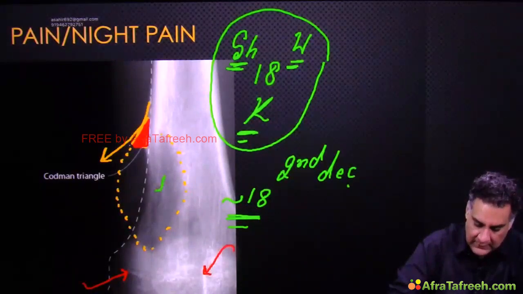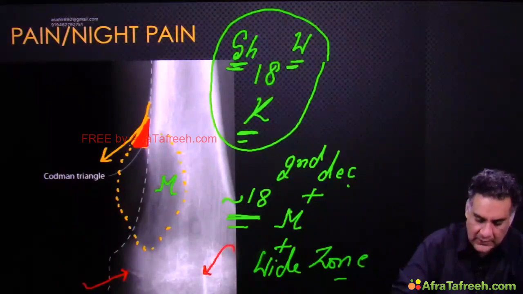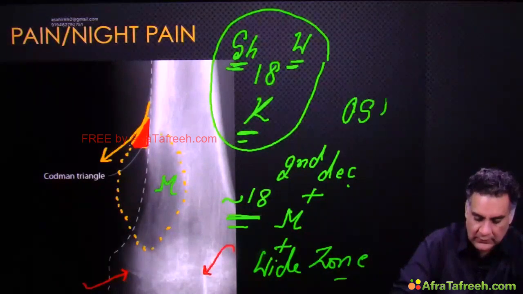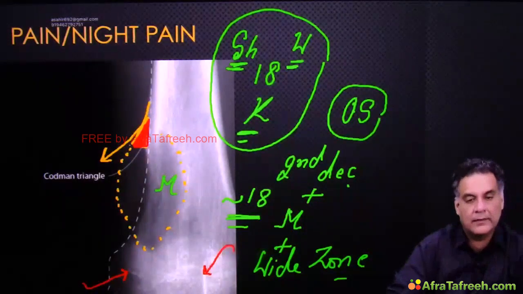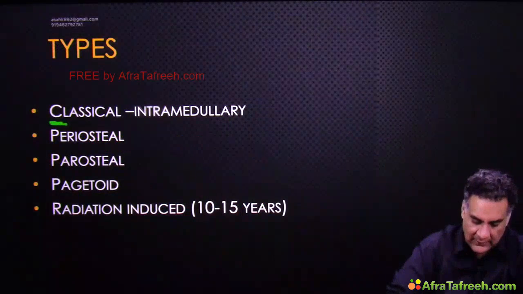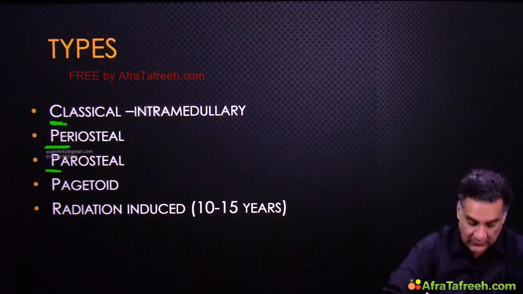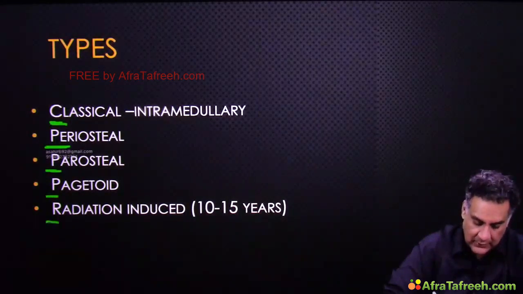Along with that, it's a metaphyseal lesion. Along with that, wide zone of transition. This combination takes you to osteosarcoma. Osteosarcoma can come from the medullary cavity, as we saw, right on the bone; periosteal, coming away from the bone; or secondary, in Paget's or after radiotherapy.